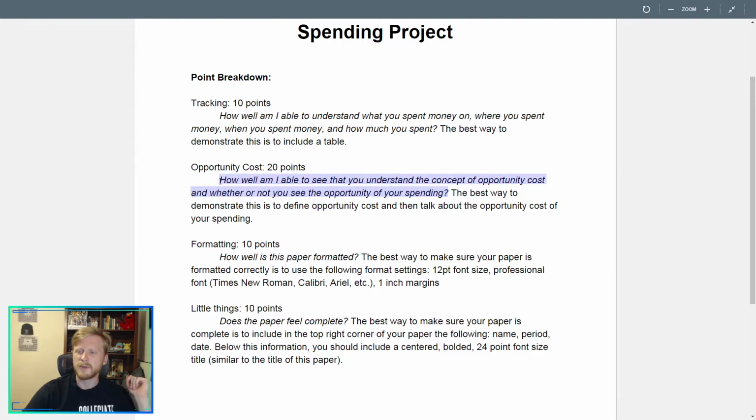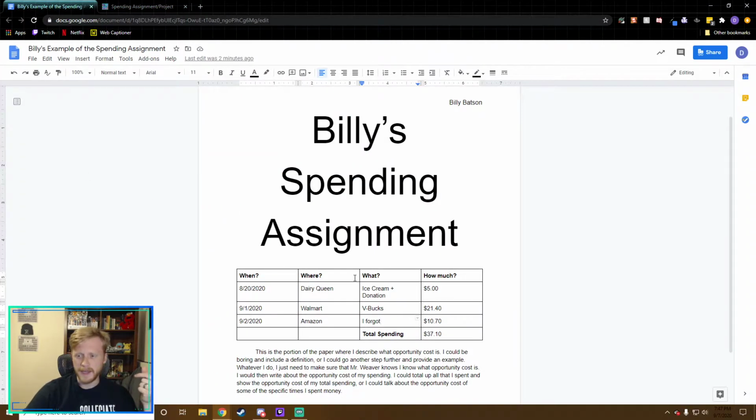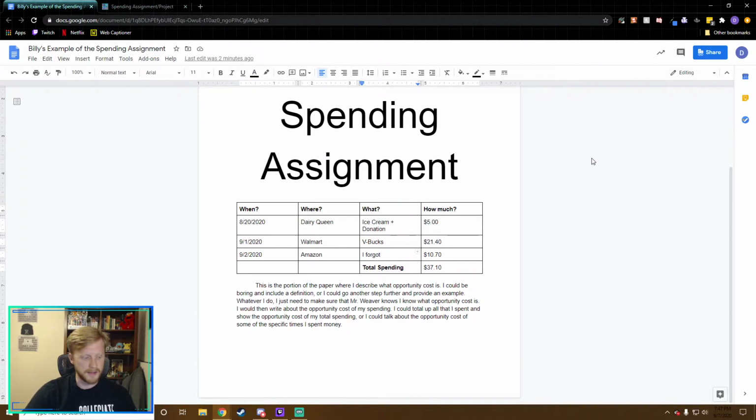So how well am I able to see that you understand opportunity cost? That's one thing. And whether or not you see the opportunity cost of your spending. The best way to demonstrate this is to define it and then talk about the opportunity cost of your spending. So let's go see what Billy wrote. Billy, he wrote the following.